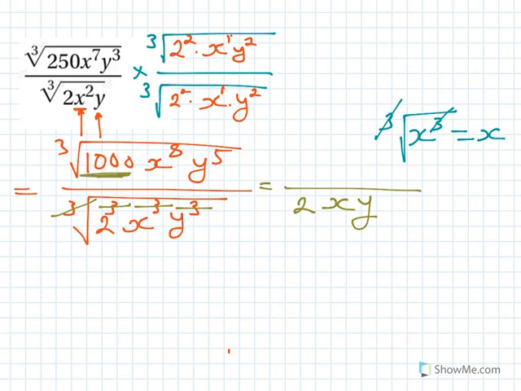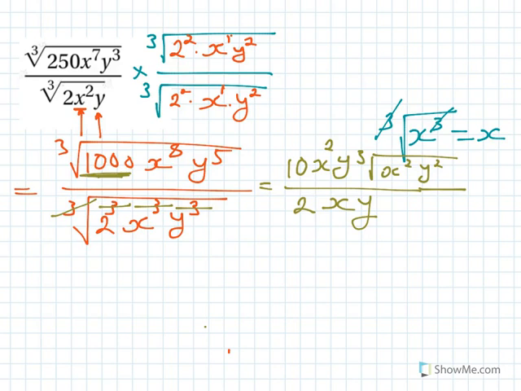So 1,000 inside the cubic root has a cubic root of 10, because 10 times 10 times 10 is 1,000. X power 8, I can take out how many x's? I can take x's that can be divided evenly by 3. So 6 can be divided by 3, so x power 6 divided by 3 gives you x squared outside. Y power 5, I can take only y power 3 out of it, and it will be outside as y, and I will end up with the cubic root of x squared y squared. So I can't take them out.